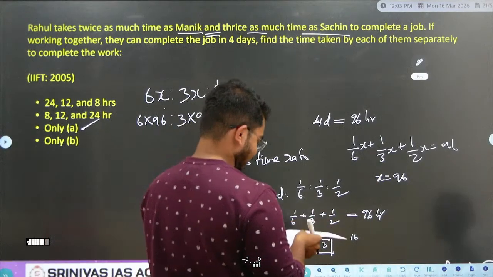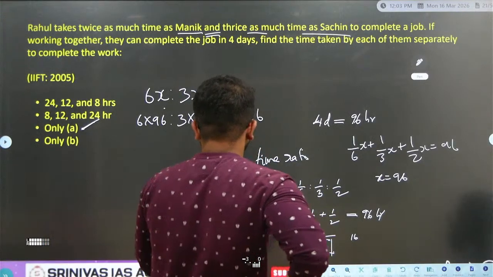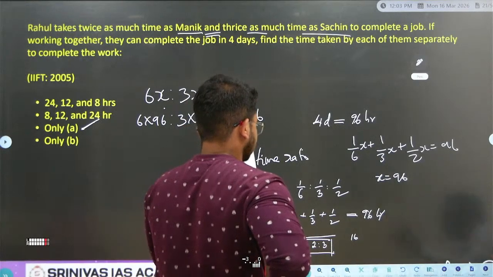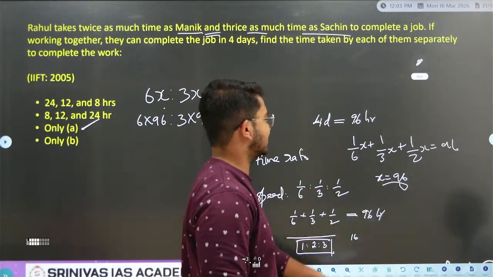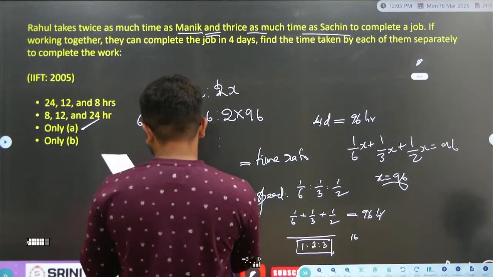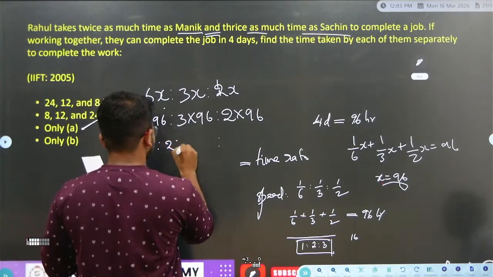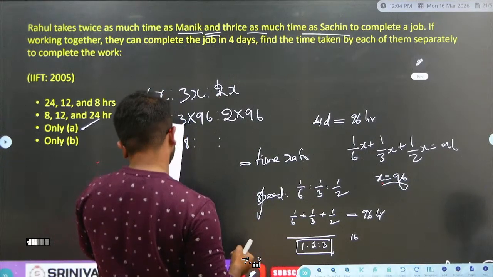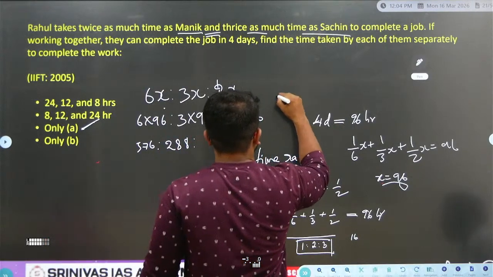Because what is mentioned there is a time ratio. The speed ratios are not asked there, only the hours are asked. We took the speed ratios to calculate the value of x. So this is 576 : 288 : 96 into 2. He has written about one complete sheet.